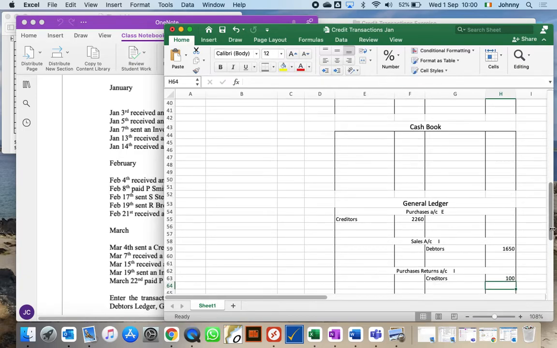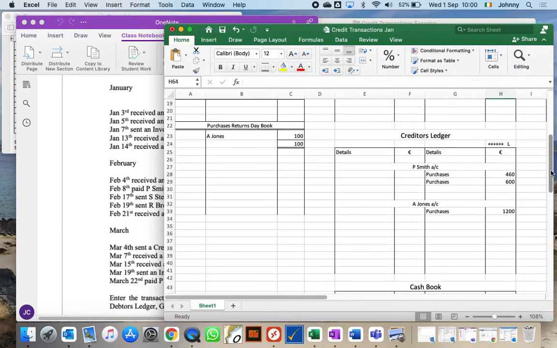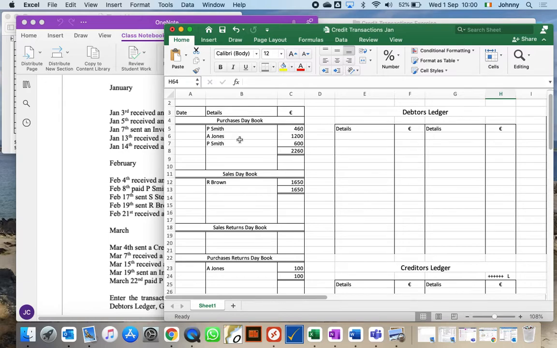Okay. The next step then is, so I've now recorded in my general ledger. The last thing I need to do is make sure I record all of these in the debtors or creditors ledger. So purchases was put in the creditors ledger. Sales will go in the debtors ledger. So a bit like what I've done before, I'll have an account for a guy called R Brown. So I'll make a T account for him.